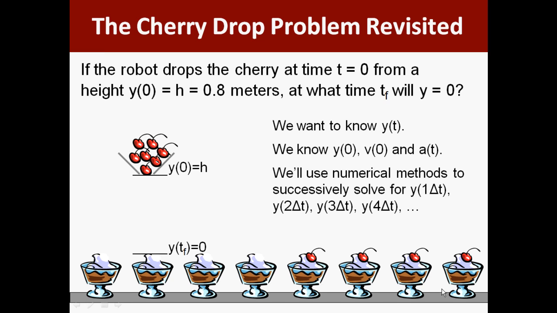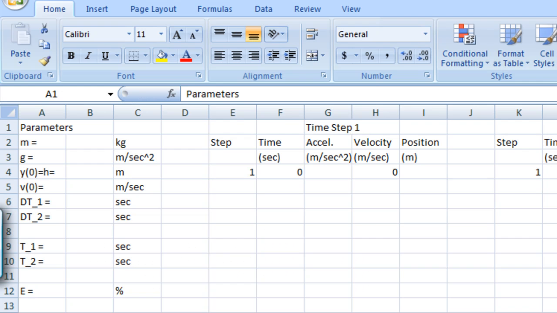Knowing these things, we're going to use the explicit finite difference technique to successively solve for y after one time interval has passed, and then y after two time intervals have passed, and so on, until we reach a value of y that's 0 or very nearly 0. So let's go ahead and set up this problem in Excel.